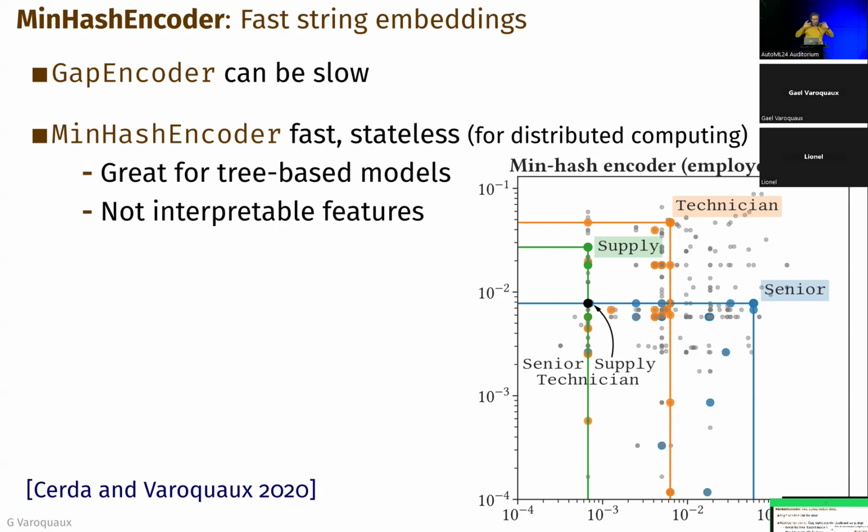But if you go back, tree-based models are doing cuts on this space that we've created. It's a very abstract space, but they're doing cuts. And by doing cuts on this space, they're basically selecting for subsets. So the min hash encoder actually works extremely well with tree-based models. And it's extremely fast because it's based on randomized hashing. It's stateless, so you can apply it in parallel to many things.